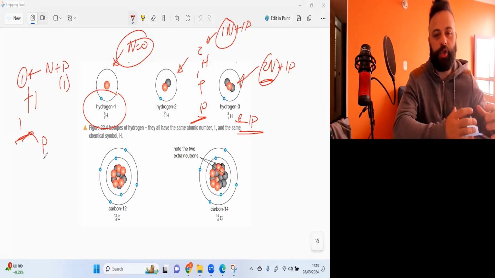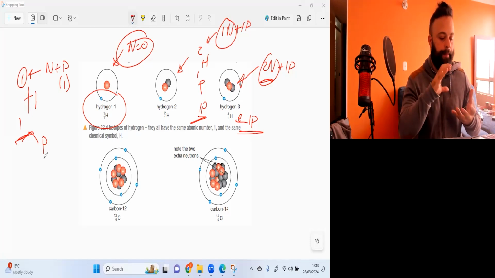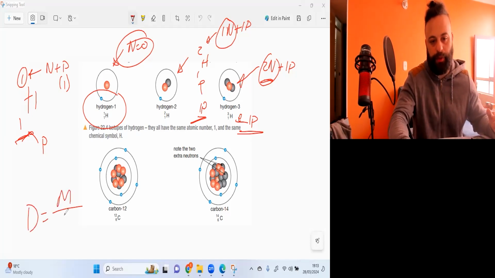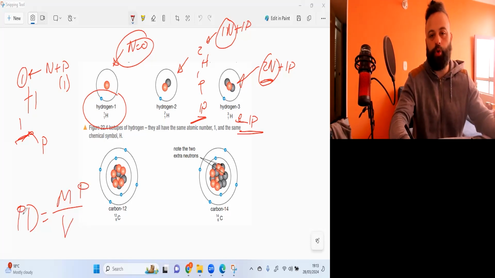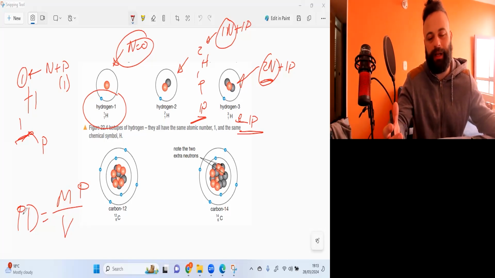So some of them change in physical properties, such as the density, because you've got more mass. Remember, density is mass divided by volume. So because you've got more atomic mass and the same volume, your density also goes up. You also get changes in the melting point, boiling point, and so forth.